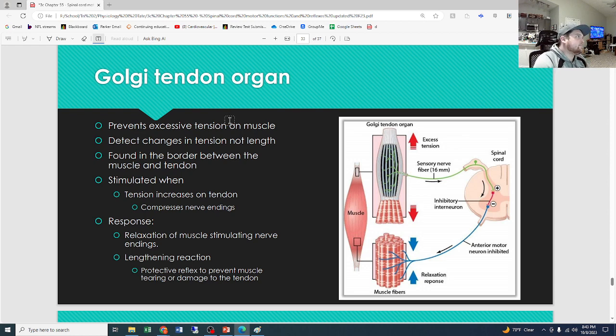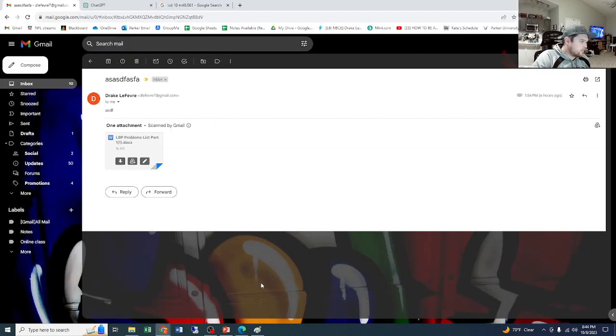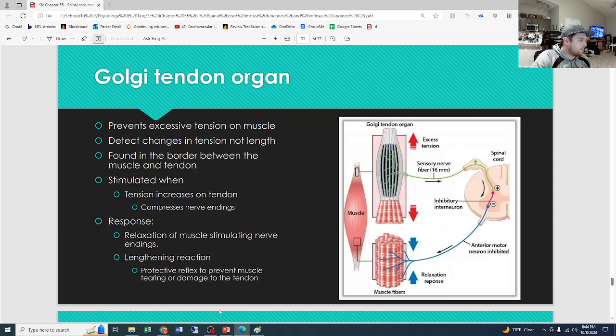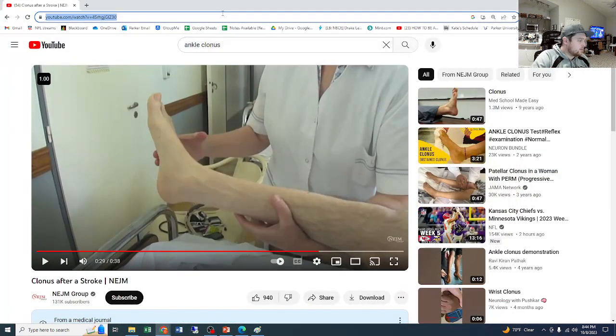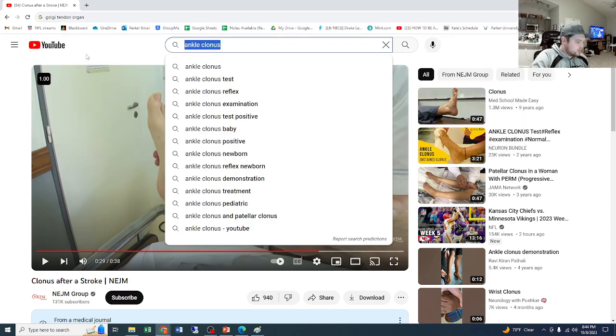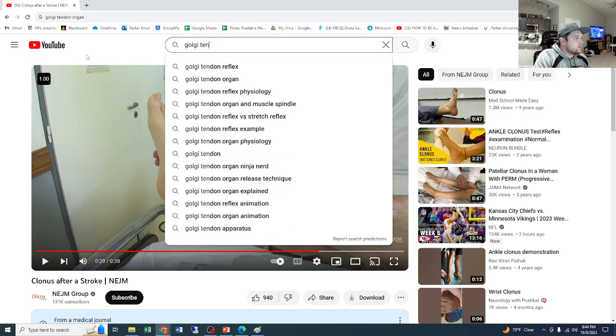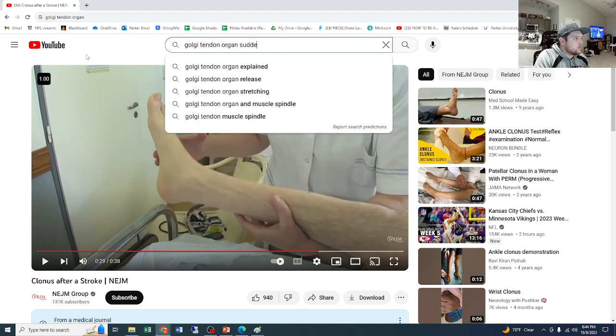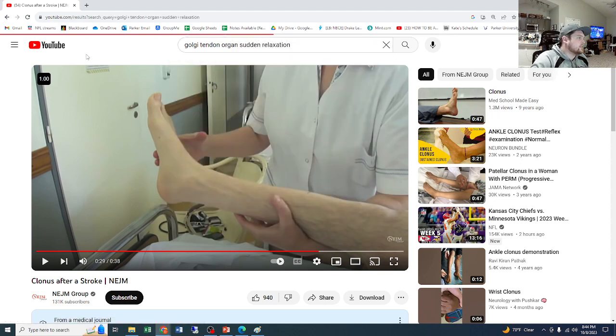This is kind of like if you've ever watched people lifting, and their legs or whatever give out from underneath them. That's due to the Golgi tendon organ. Whereas let's say somebody's doing a squat, and then if you see, let me see if there's a video on here that'll show us.